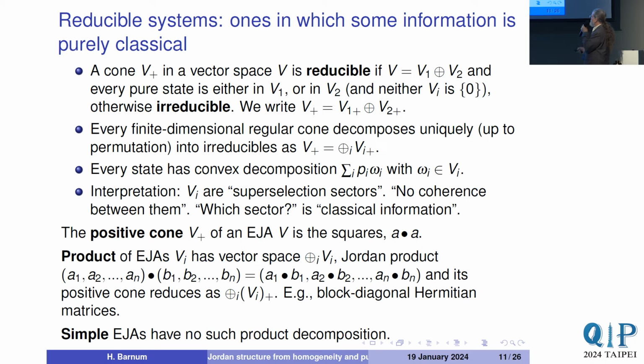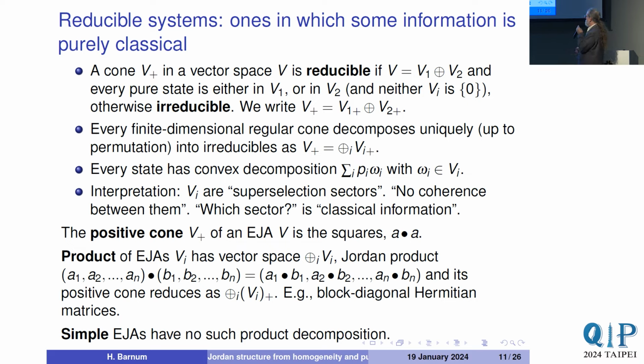Okay, and so a product algebra is just where you take the direct sum of the vector spaces, and the product is componentwise, extended by bilinearity. And for a Jordan algebra, the positive cone, which is the cone of squares, reduces as a direct sum of cones.